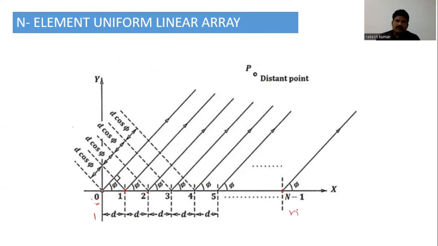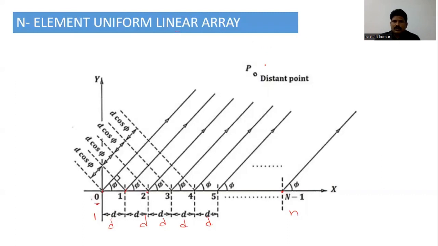So, linear array. What is meant by the linear array? Linear array means all the antennas are separated by a distance d. What is meant by uniform linear array? When all the elements are fed with a progressive phase shift, then we call that array a uniform linear array.